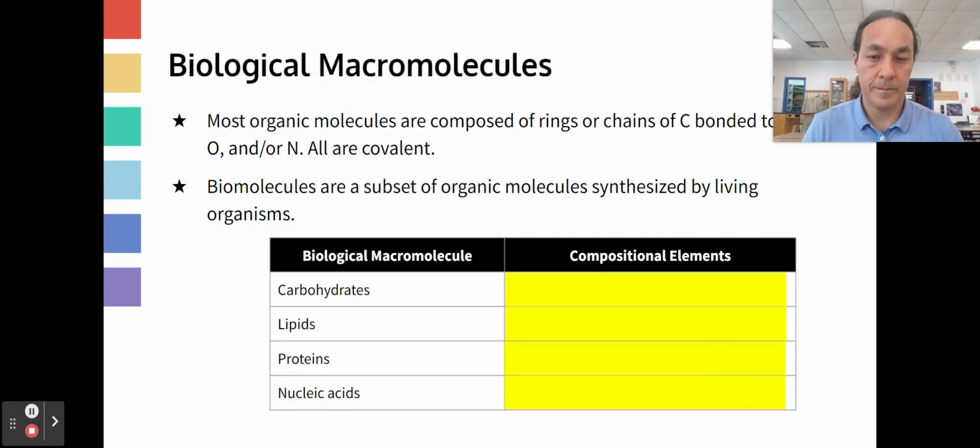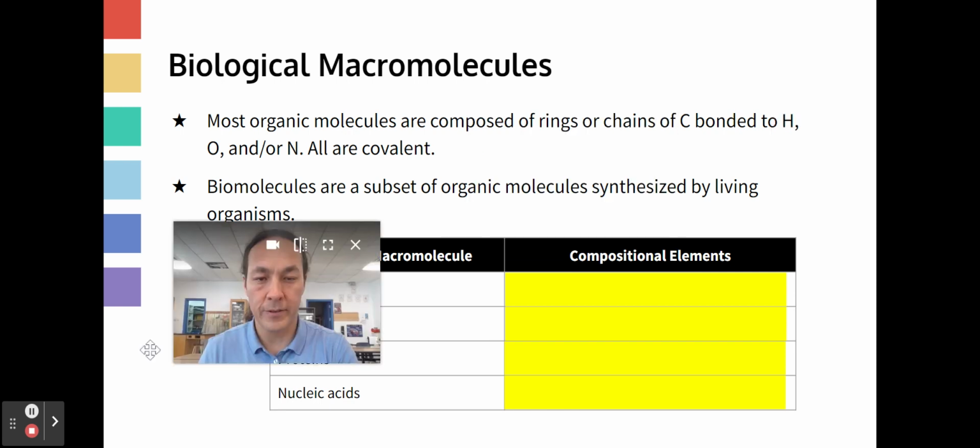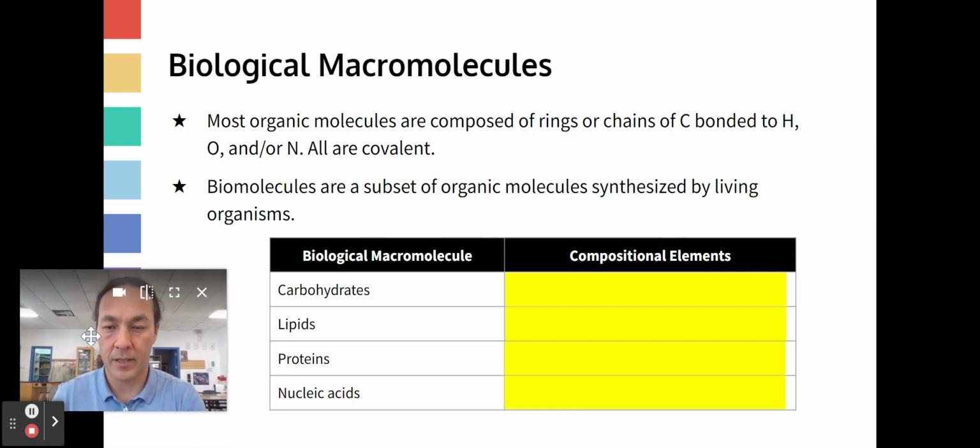All right, so most molecules are composed of rings or chains of carbon bonded to hydrogen, oxygen, and/or nitrogen. And these are all covalent bonds that we're dealing with here. And so there's really 4 macromolecules that you're going to have to learn about: carbs, lipids, proteins, and nucleic acids. These macromolecules can be combined together to make organelles, right, within a cell, and those organelles can then give a cell the emergent property of life.